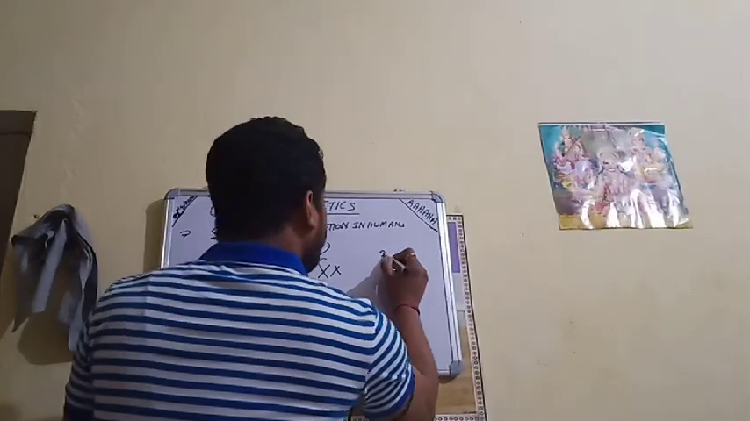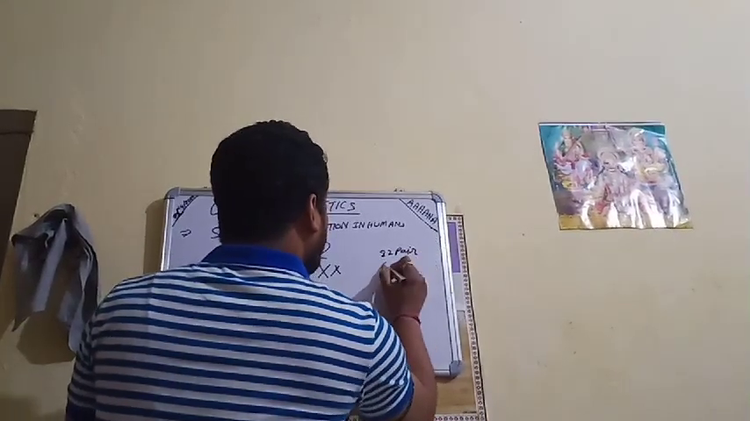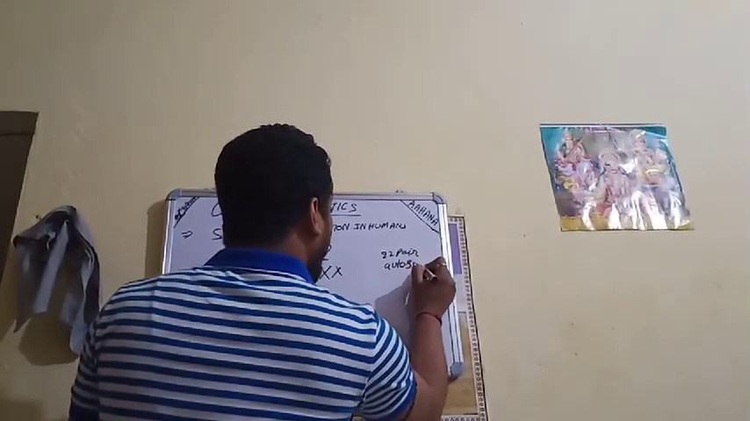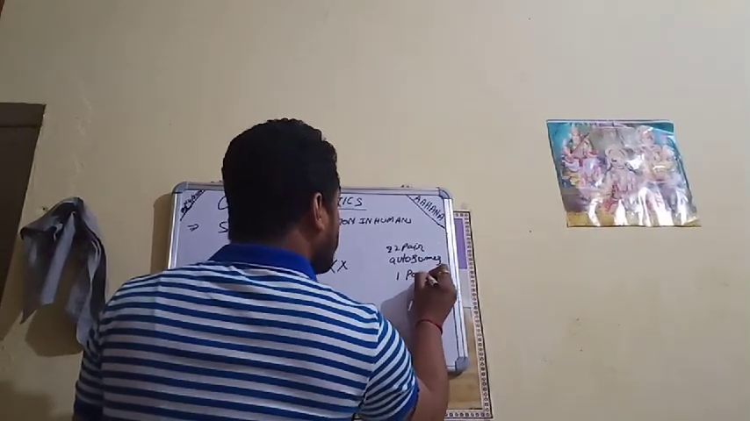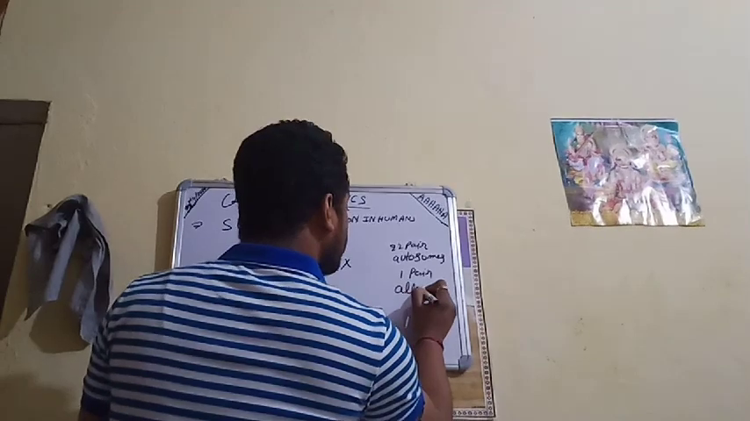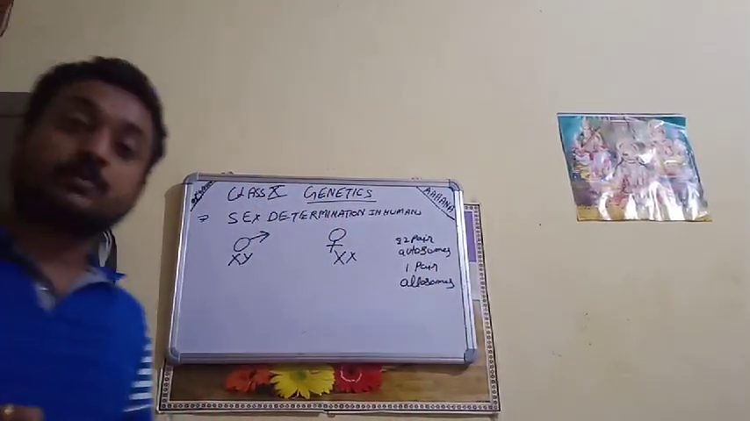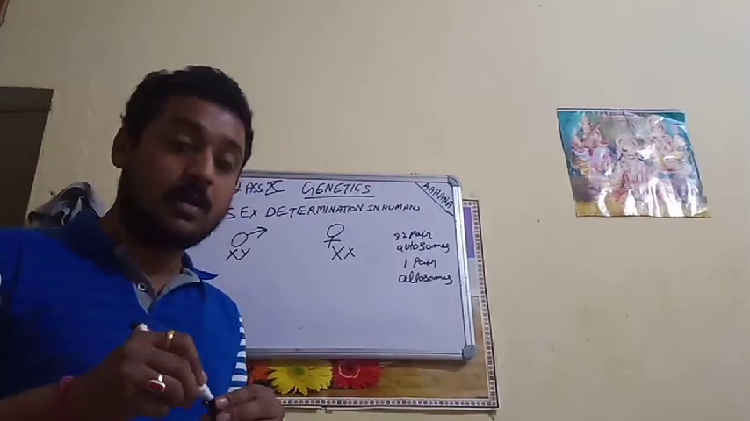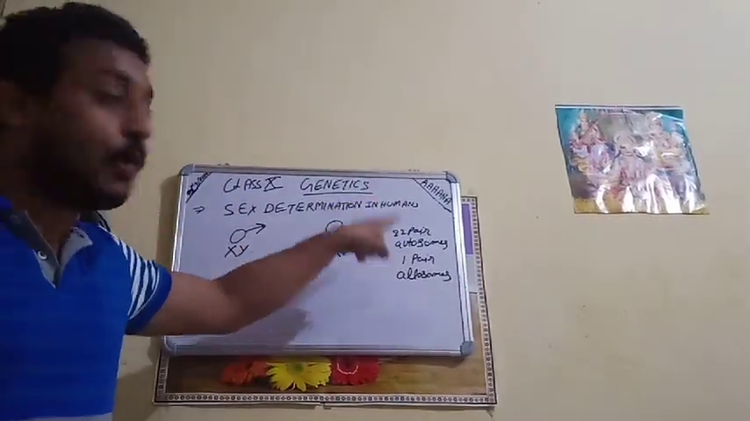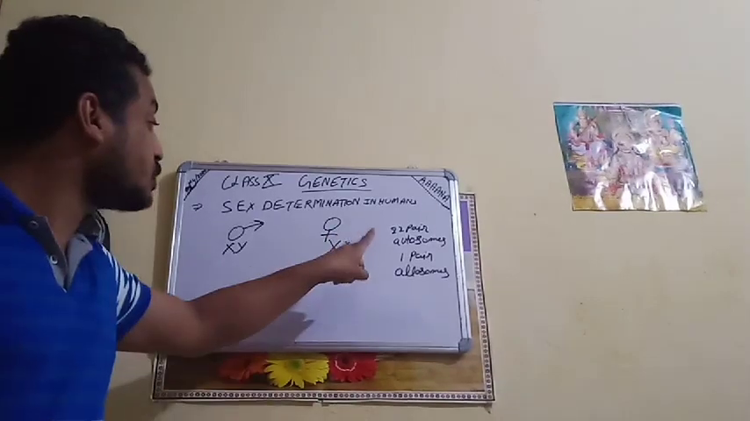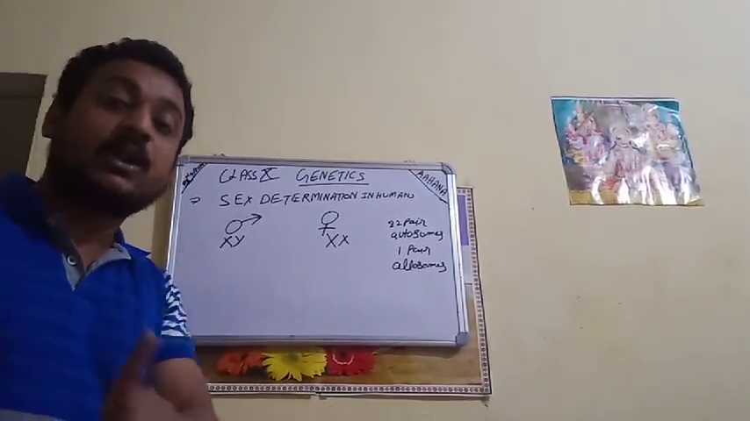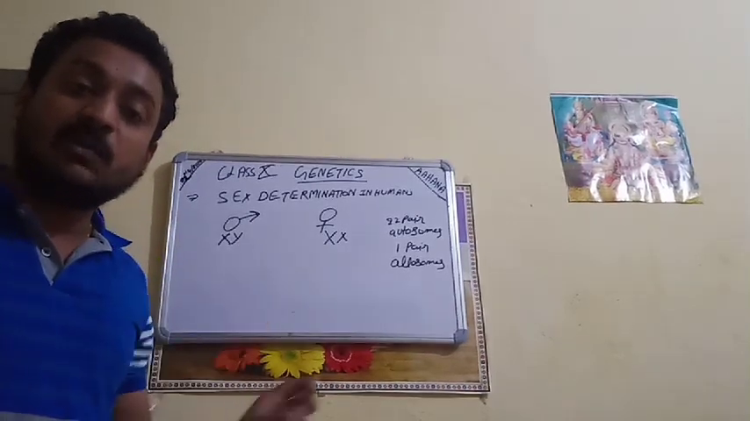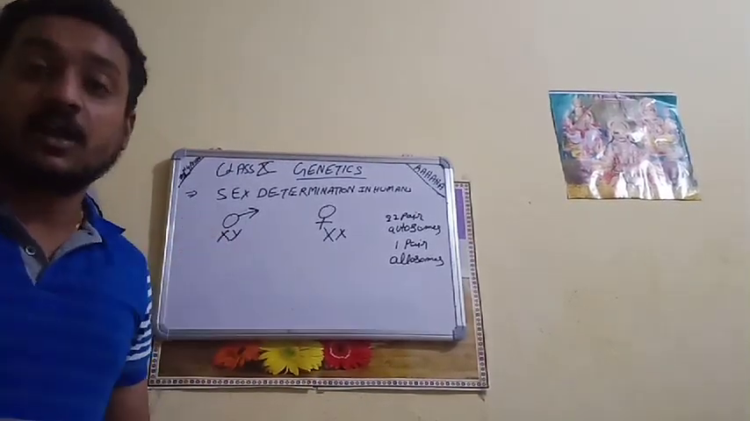So 22 pairs are autosomes. And the last one pair of chromosomes is the allosomes. The 22 pairs are the autosomes, the body chromosomes present in the body. The last one pair is the allosome, the sex chromosome present in the reproductive organ, that is, in the ovary of the female and in the testis of the male.